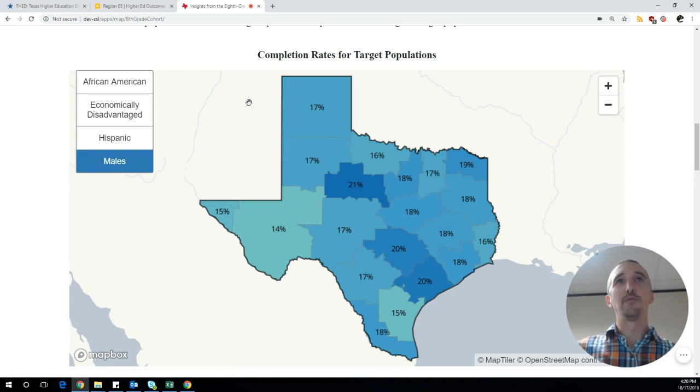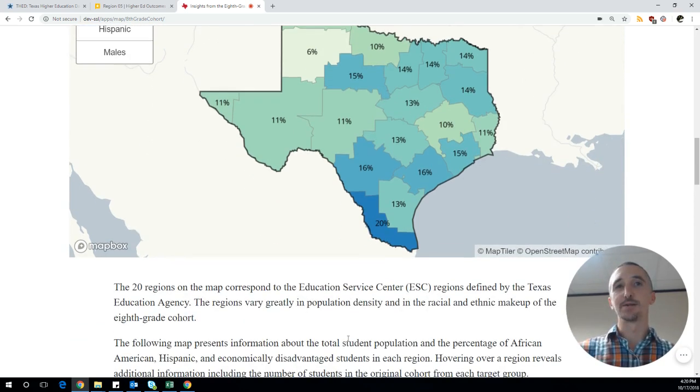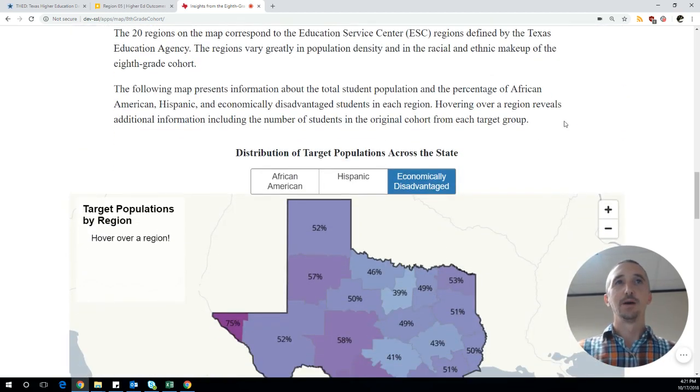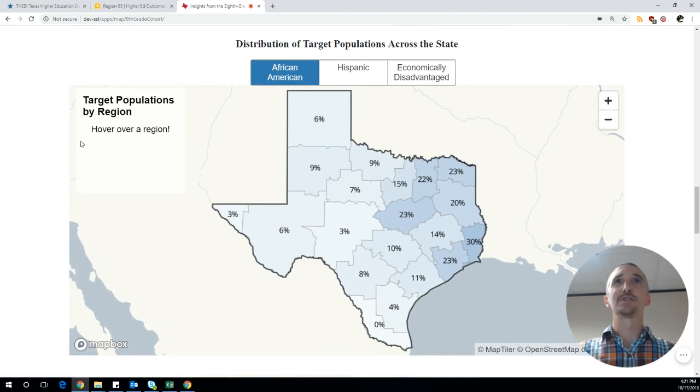But it's kind of helpful to put into context where these target populations are. For example, we look at African Americans, and here throughout all the state, the region with the highest levels of completion rates for African Americans is down in the lower Rio Grande Valley. Here, 20% of African American 8th graders were found to have completed a higher ed degree within 6 years of their high school graduation.